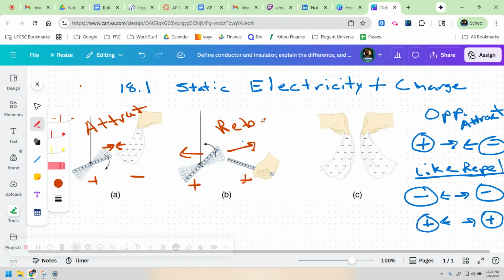And so I misspelled the word repel. A lot of pressure doing the spelling and writing and drawing.